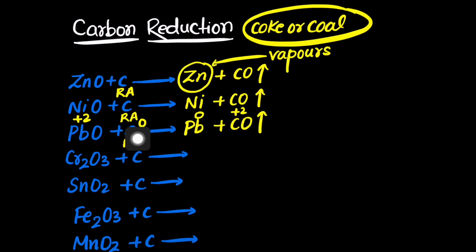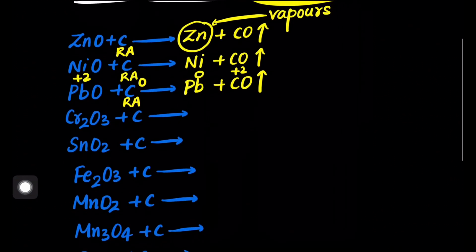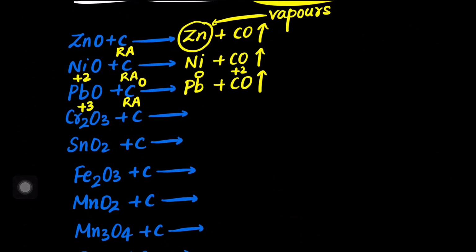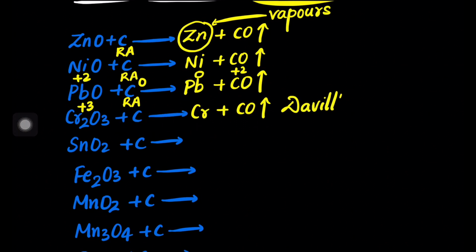If we see this one, Cr2O3, this is chromium oxide, which is amphoteric in nature, in which chromium is in +3 oxidation state. This will also get reduced to chromium metal, and carbon monoxide is formed. This reaction is not balanced, but I'm just writing the products. This is used in the extraction of chromium, and the process is Goldschmidt's process.